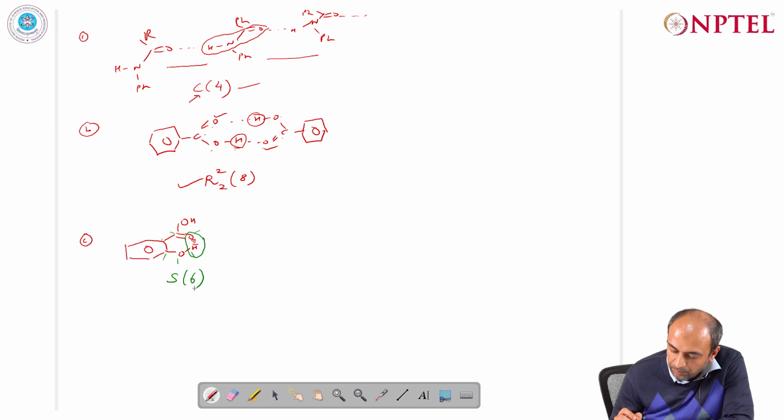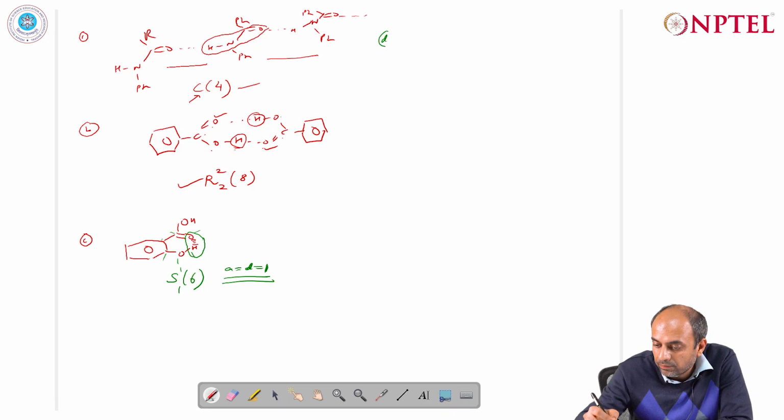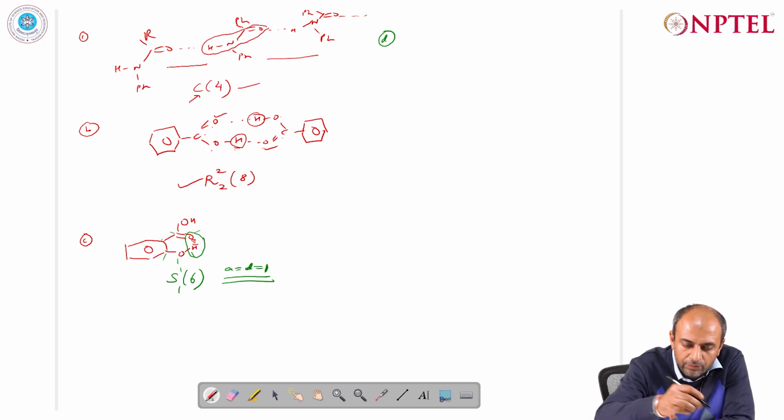And normally when the number of donors and acceptors is equal to 1, then that is not mentioned. So when there is only one type of hydrogen bond and there is only one donor and one acceptor, you don't have to mention the number 1, you can omit that. And D, that is a case of a discrete motif.